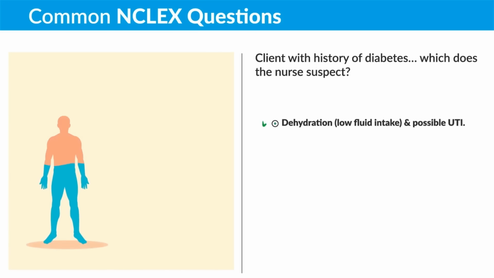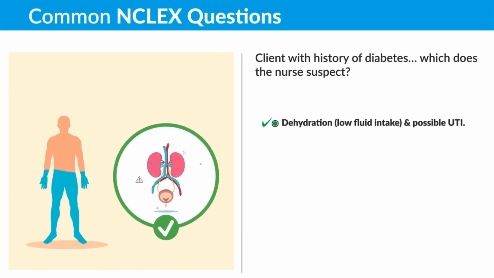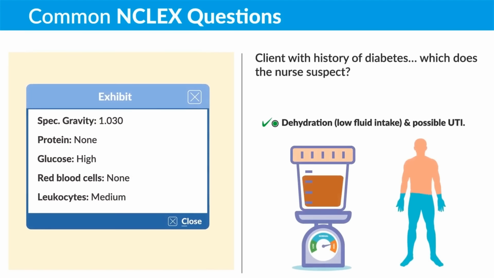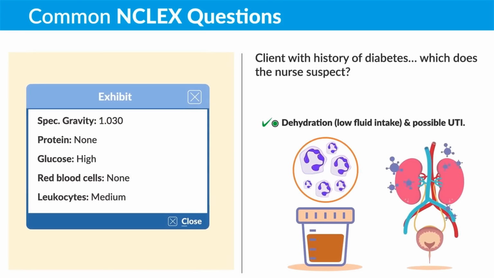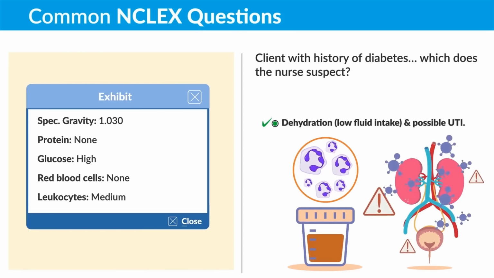The correct answer is dehydration, some question banks said low fluid intake, and possible UTI, that urinary tract infection. So perfect, the SG was high, so the body was dry, right? Dehydration. And we had leukocytes, so obviously an infection, UTI.